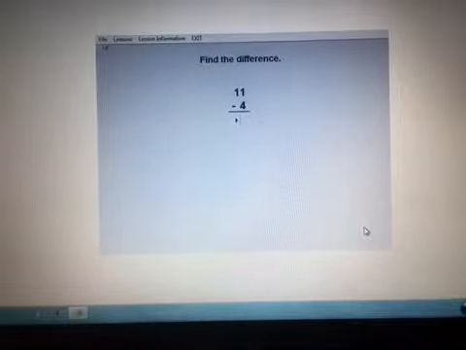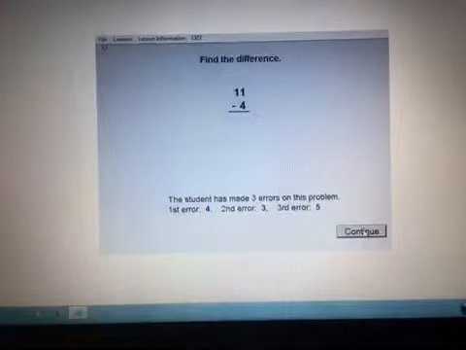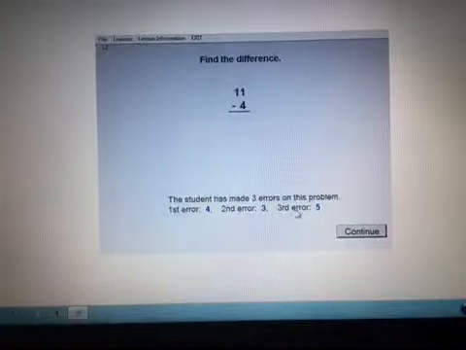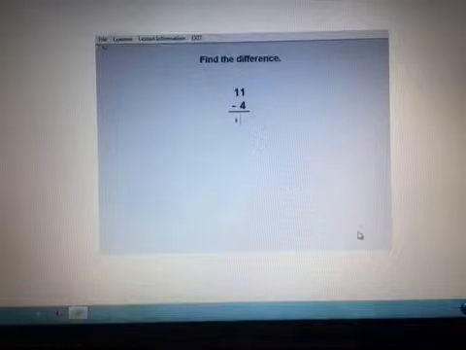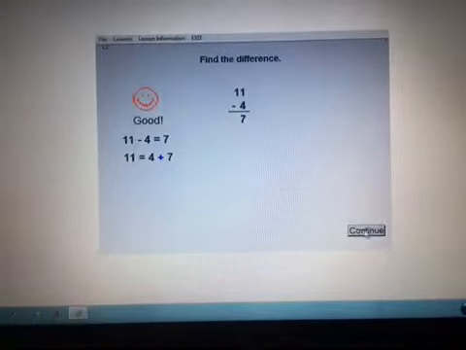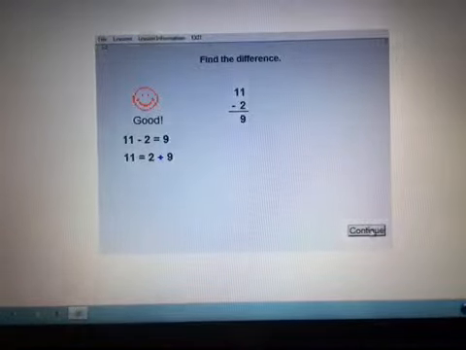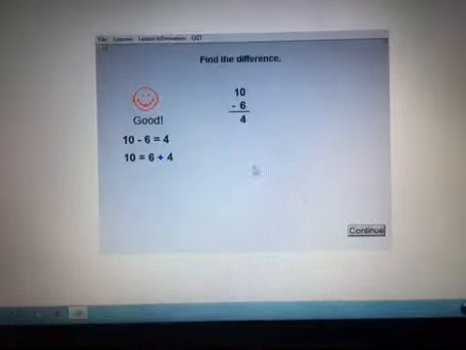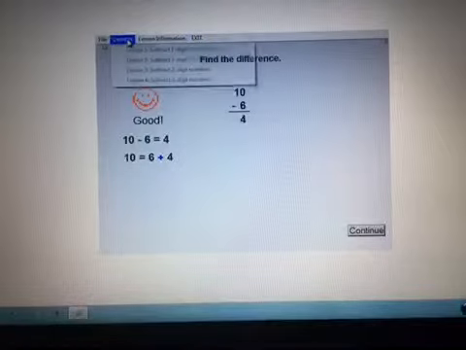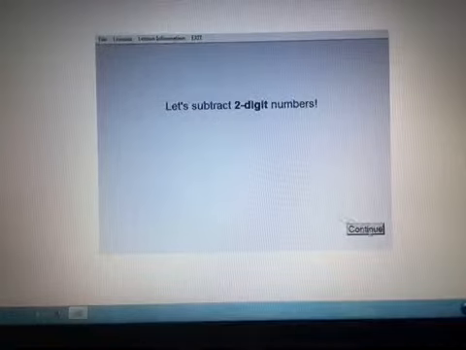And one more error. You can see that all this information available to the helper can provide, if needed, another layer of help. Let's now go to Lesson 3, two-digit numbers.